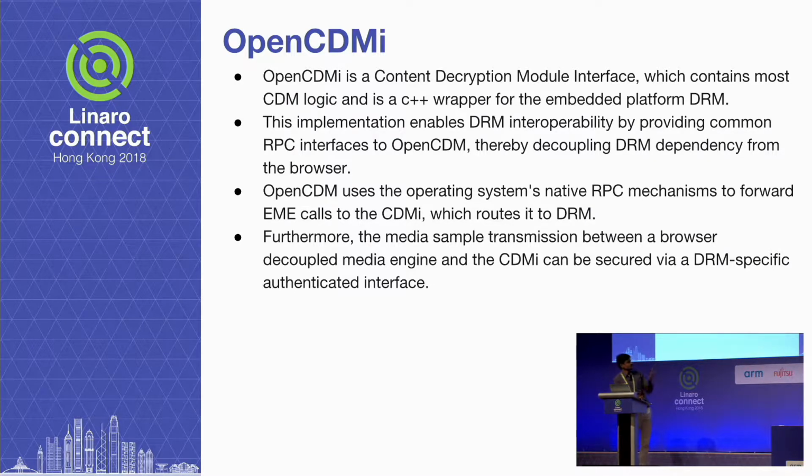So as I said, OpenCDM uses OS native RPC mechanisms to route the calls to CDMi, and CDMi will in turn route to a particular DRM. So that we'll see in the next slide. And yeah, the media content also, as I said, the media engine will route the media data using RPC to CDM, and CDM will route it to DRM or OPTEE for secure encryption and playback.